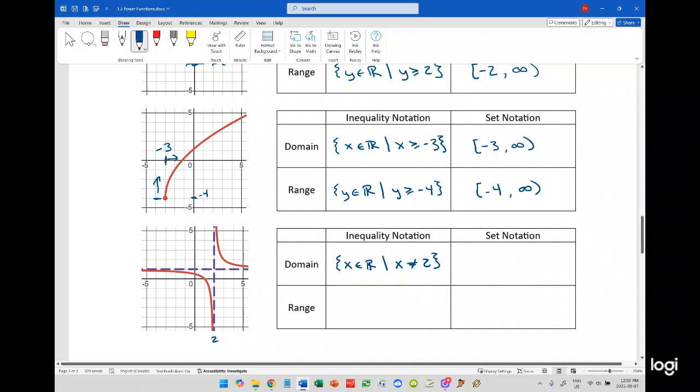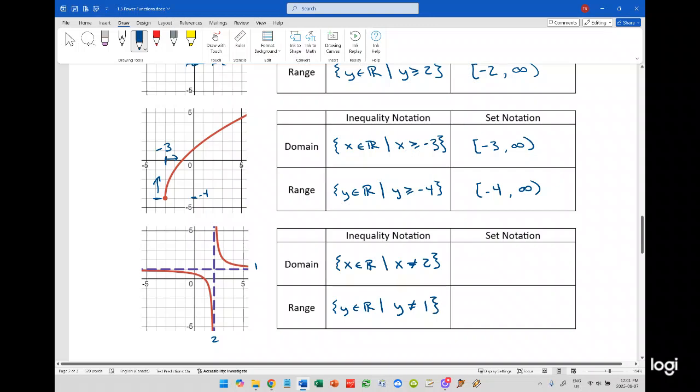And I'm going to leave the set notation for just a second because it's a little bit weird on this one. The range can be anything except 1. I can never get an output of 1, but I can get less than 1 or more than 1. So y is an element of real such that y is not 1.